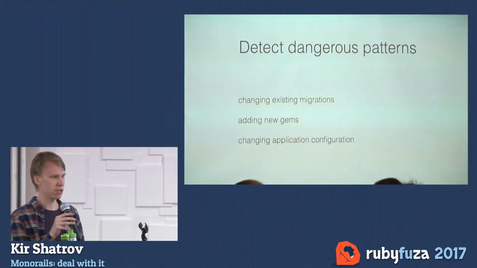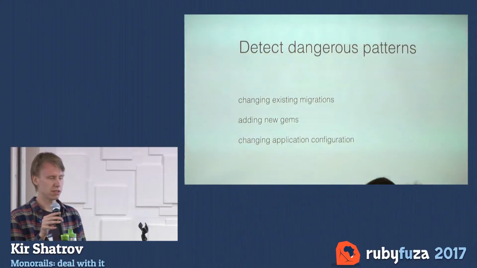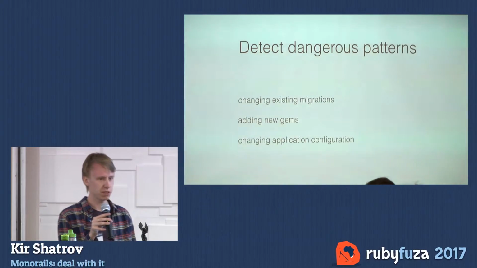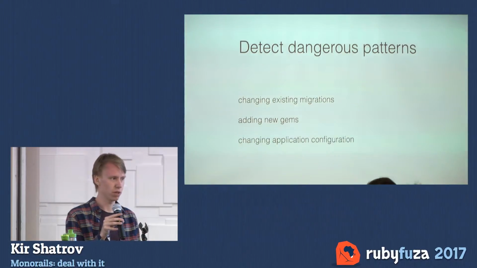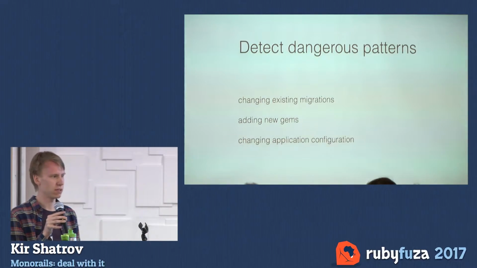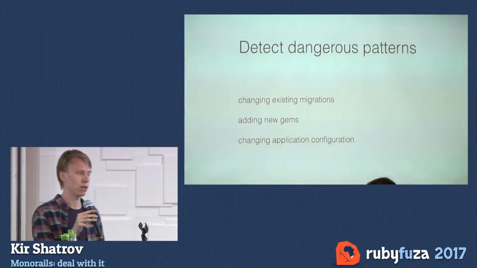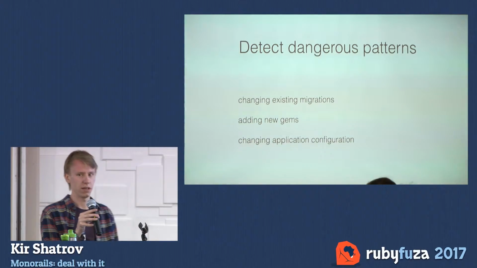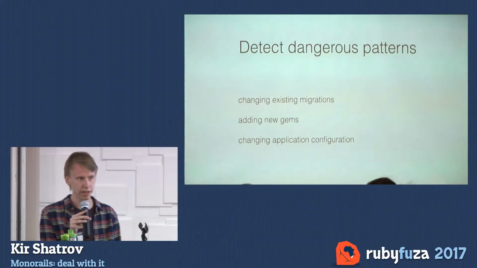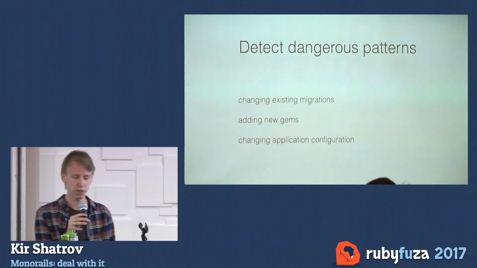And some dangerous patterns that we would like to detect are, for instance, we have a lot of gems and a lot of dependencies, and we don't really want this list to grow. So every time someone adds a new gem, we want them to consider if they really need this gem, or at least check if this gem is maintained, or if it has some security vulnerabilities, which is also important.